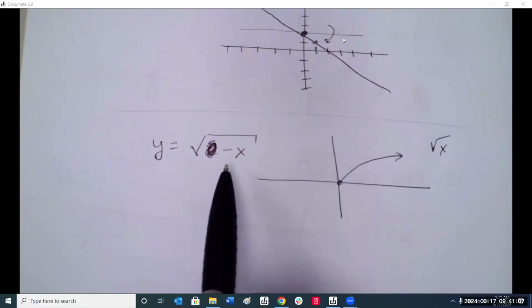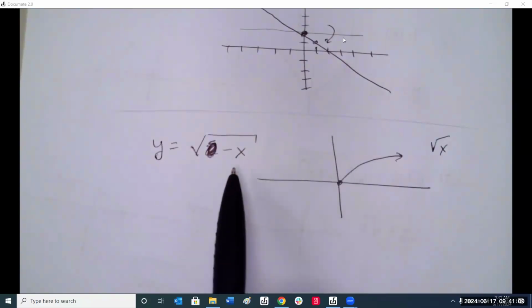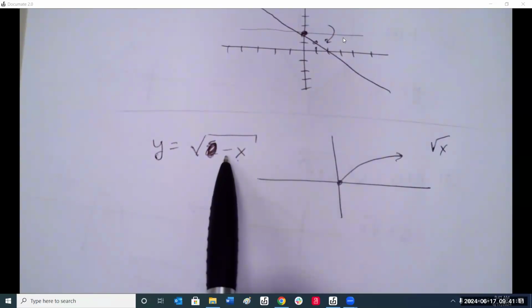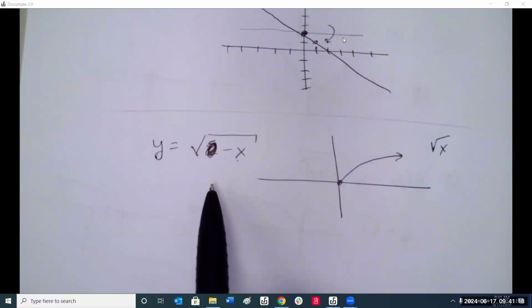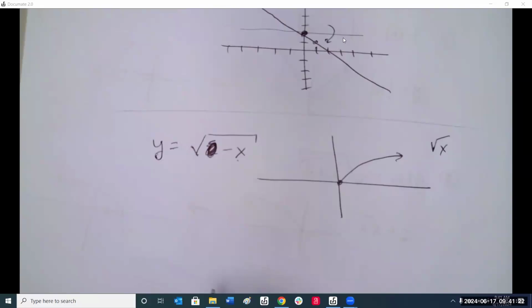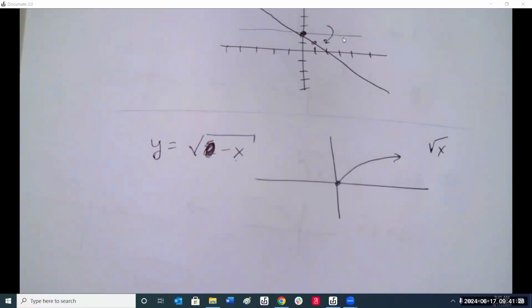Remember, you cannot have negatives inside the square root. So what does X have to be to cancel that negative? Zero. That's only 1 point. Give me the rest of them. A graph has an infinite number of points. You only gave me one. Give me another one.